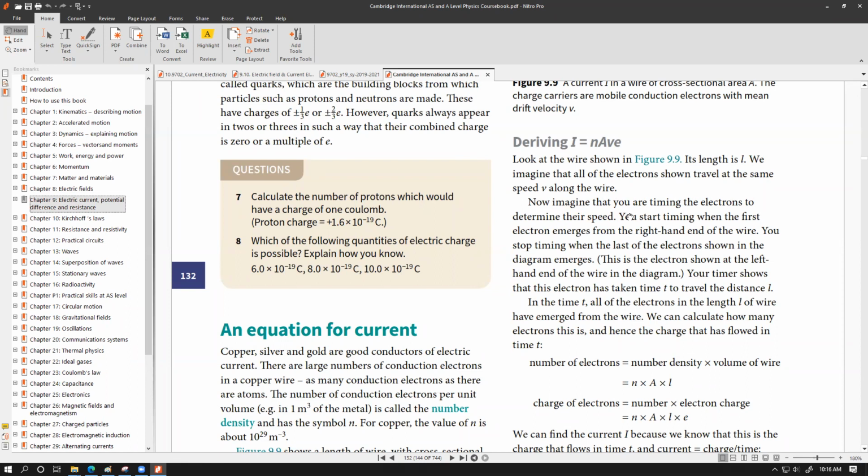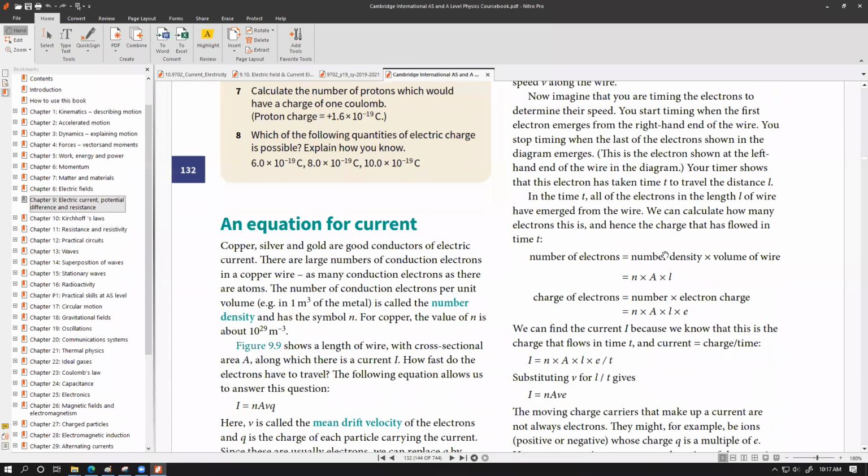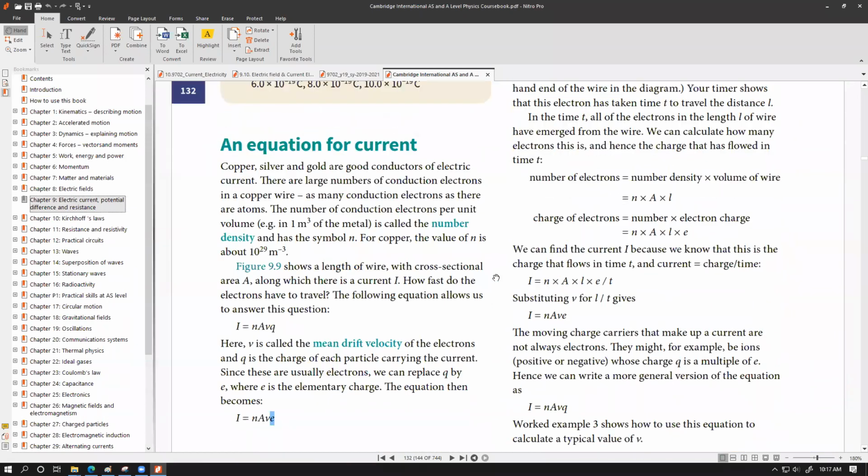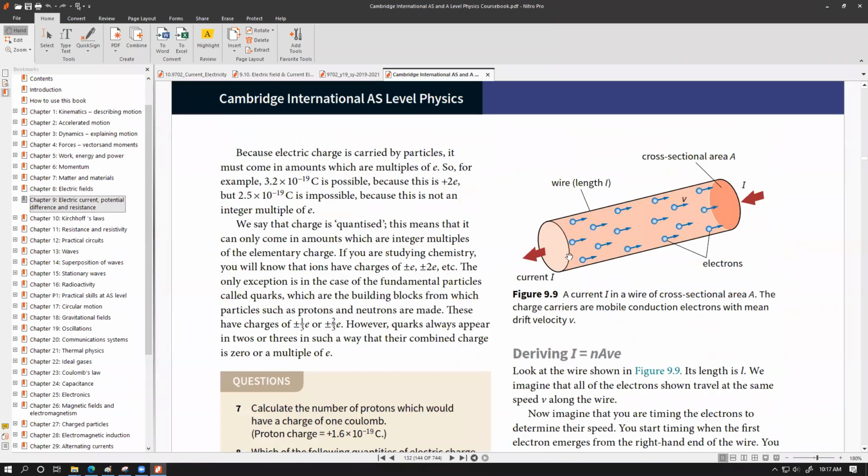Now imagine that you are timing the electrons to determine their speed. Timing means you are observing them and measuring their distance over time. You start timing when the first electron emerges from the right hand of the wire. You stop timing when the last of the electrons shown in the diagram emerges. So they are showing this figure.